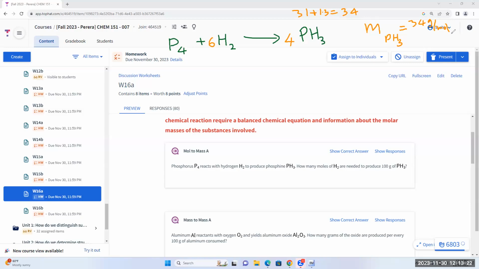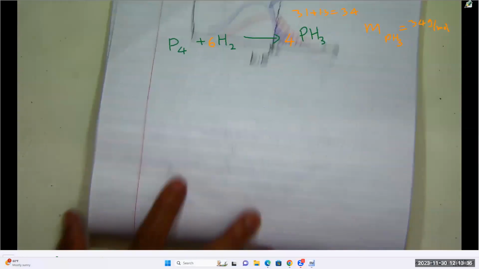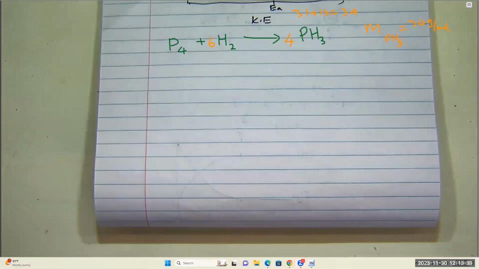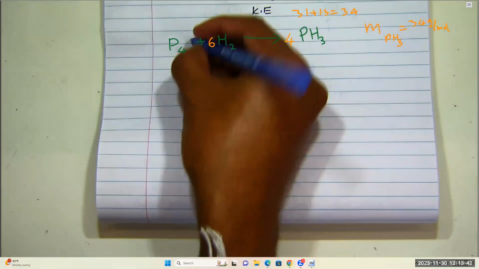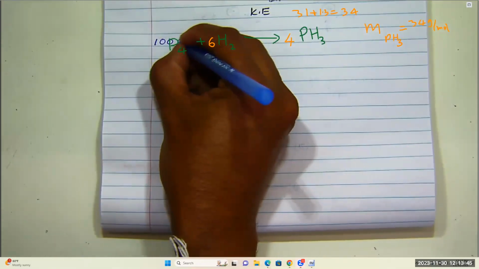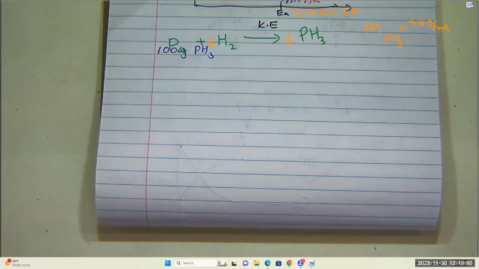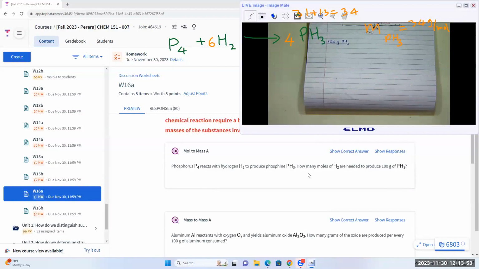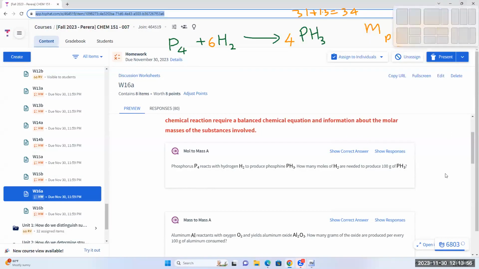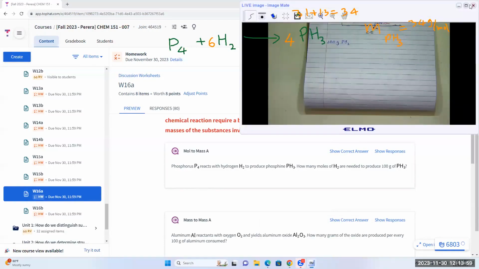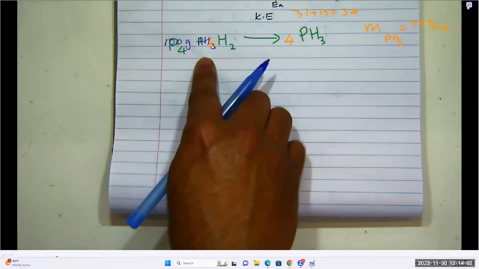All right, I'll do this here. So this is what we have. Now we are given the mass of PH3, 100 grams of PH3, but they are asking for the moles of hydrogen. Okay, so we need to go from mass of PH3 to moles of hydrogen.